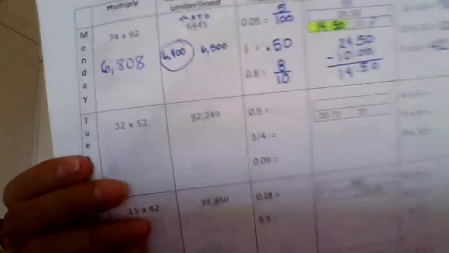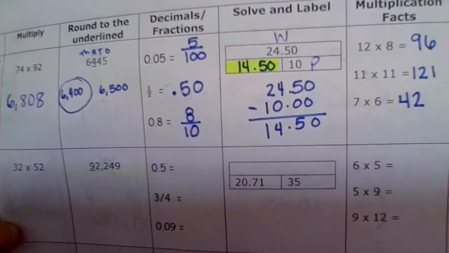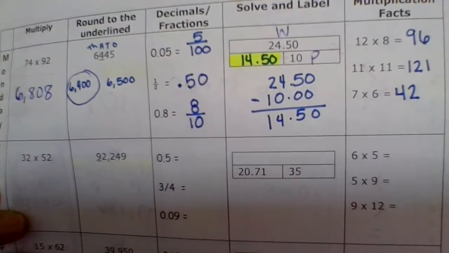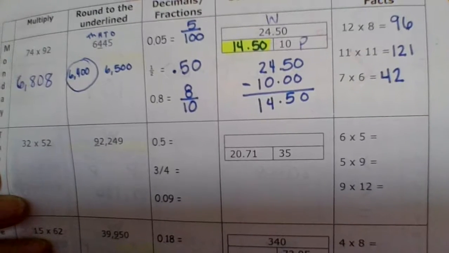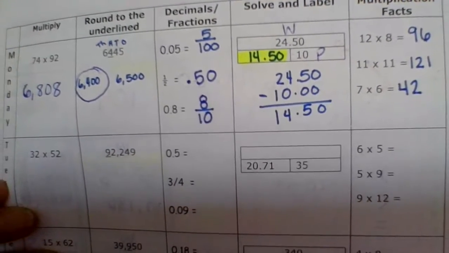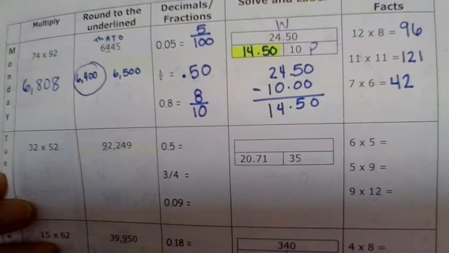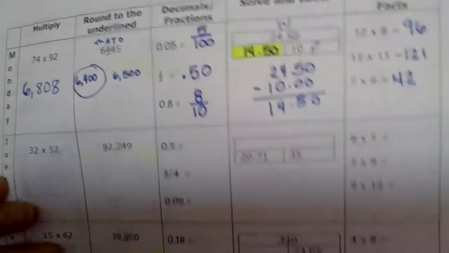The last column is your multiplication facts. If you need to see them 3 times to get them memorized, do what you got to do. 12 times 8 equals 96. 11 times 11 equals 121. And 7 times 6 equals 42.